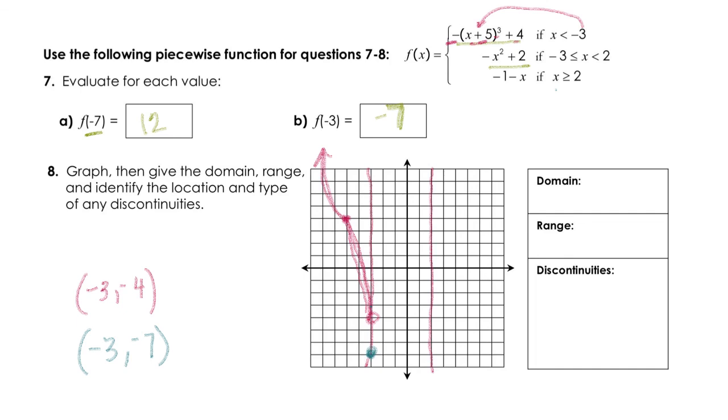And now we need to go plug in our other point of 2. And when we plug in 2, it looks like we're going to get -2. And that will be an open circle. So we're going to go over 2 and then down 2, and that one is open.